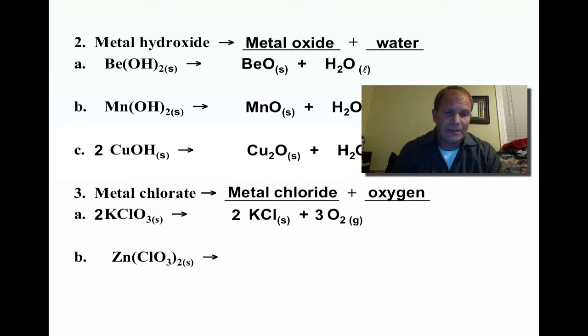and I balance it. My second one, zinc chlorate, breaks down to zinc chloride. Now I need 2 chlorides to zero out my zinc, and I have oxygen, and I balance that as well. So this gives you an example of 3 types of decomposition reaction.